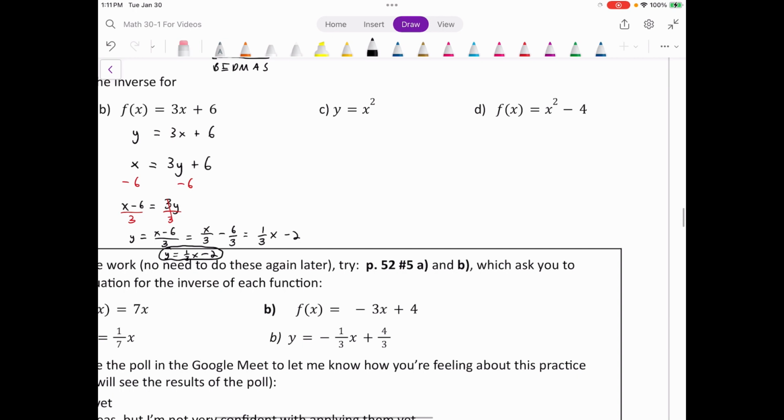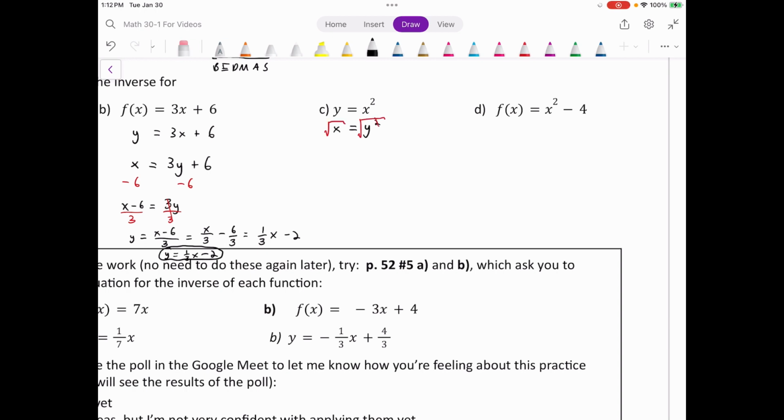Alrighty, moving on, the option C here, or question C, okay, y equals x squared. We want to take the inverse, so what am I going to do? X equals y squared. And now to isolate for y, we have to do the opposite operation of squaring. Well, that is square rooting. Square rooting is the inverse operation of squaring, right? It undoes squaring. So let me square root and square root.